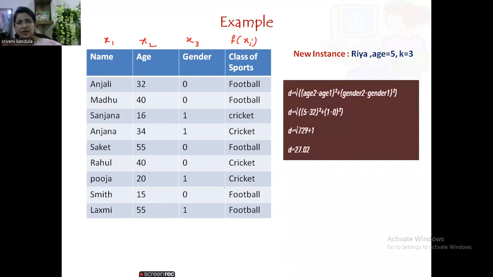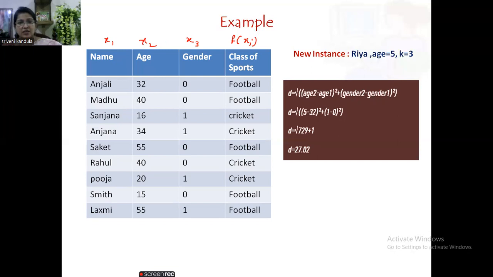Let me show you one calculation of how to calculate the Euclidean distance. Previously we have seen the formula, the square root of the sum of (xi minus xj) whole square, right? Here I have 2 instances, and 2 attributes, not a single one. Only the numerical values we are considering, age and gender. The first one is just the name; based on name, I cannot classify anything. And here my target class is either football or cricket, a binary or 2-valued target class.